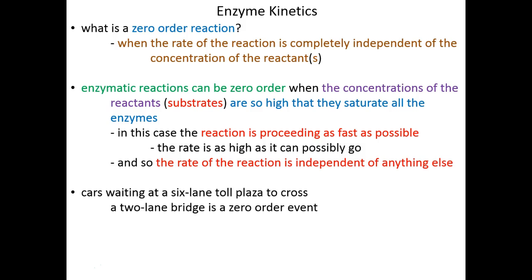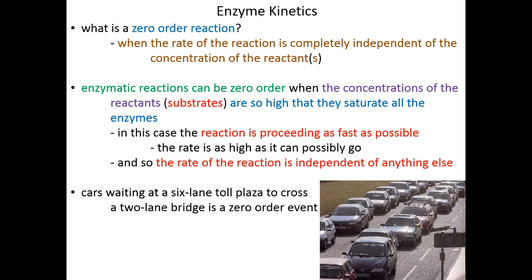Let's use here the example of cars going over a toll booth. We can think of the Mass Pike heading into Boston during rush hour. Cars are waiting in a long, long line at a 6-lane toll plaza to cross a 2-lane bridge. There's lots and lots of cars waiting to go through the toll plaza, and the toll plaza can only process so many cars per unit time. The toll plaza is the enzyme. Crossing the bridge is the product, and all these cars waiting in that line are the reactant or substrate molecules.